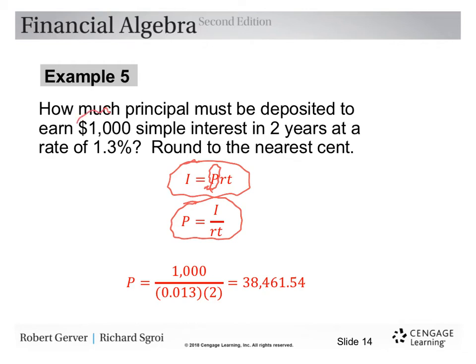The interest, $1,000, so that goes up top here in the numerator. The interest rate, 1.3%, but remember we're going to treat that as a decimal, move the decimal point 2 places to the left, and it becomes 0.013. And then the time is 2 years right here. So therefore, the amount of principal that you have to deposit is right here, $38,461.54. If you deposit that at 1.3% interest for 2 years, you'll get $1,000 in interest.